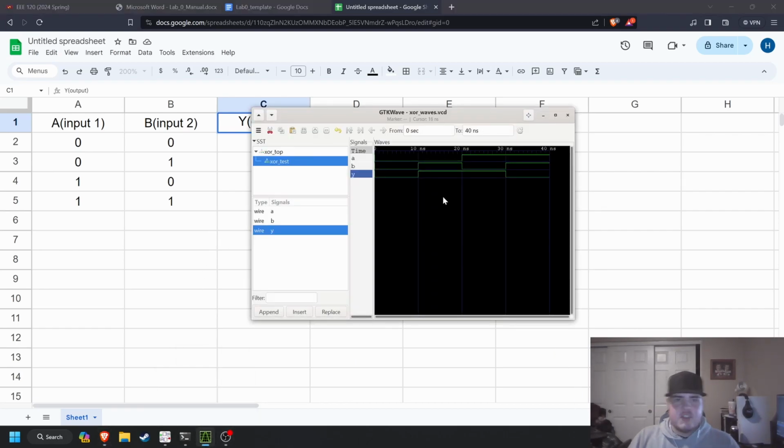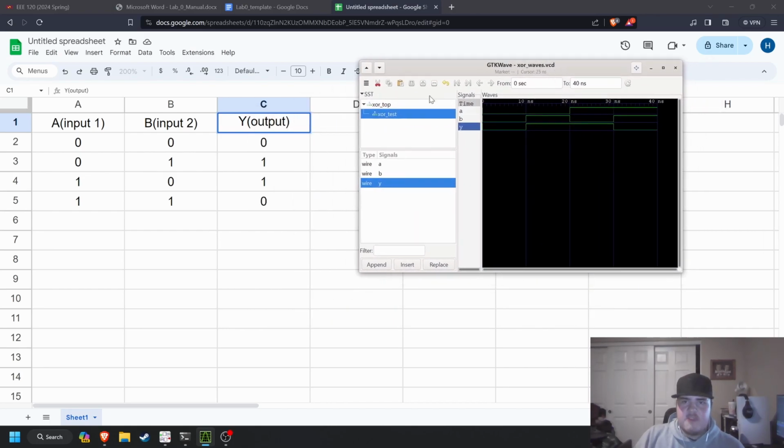If we look at the waveform for this circuit, from 0 to 10 nanoseconds all of them are in the low state, or 0. From 10 to 20 nanoseconds, B is in the high state, and so is Y. From 20 to 30, A and Y are in the high state. But from 30 to 40, A and B are in the high state, and Y goes to the low state, or 0.